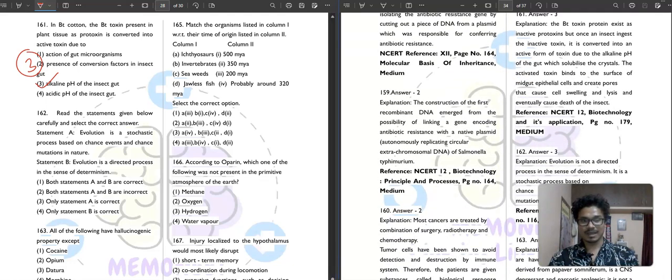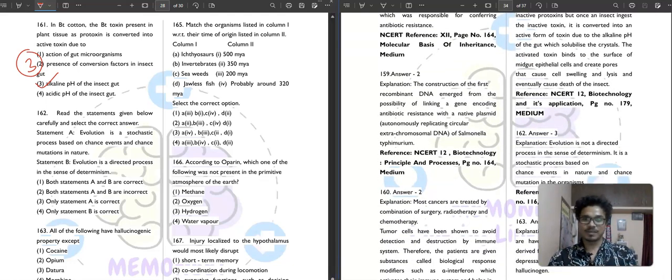Then question number 162. It is saying to read the statements given below carefully and select the correct answer. Statement A: Evolution is a stochastic process based on chance of events and chance of mutation in nature. Absolutely correct. Then it is saying that evolution is a directed process in the sense of determinism. Evolution is not a directed process in the sense of determinism. It is a stochastic process. So, only first statement is correct. Third option is your correct statement.